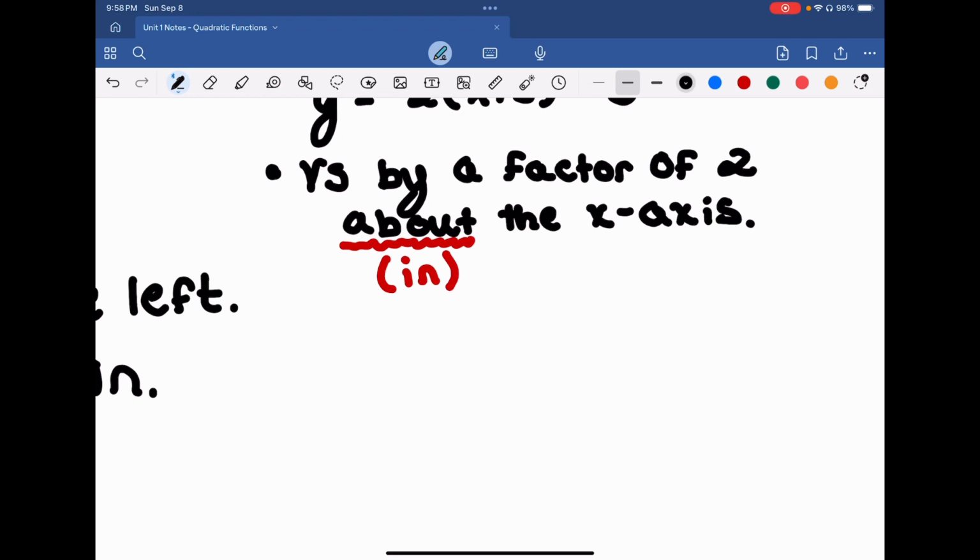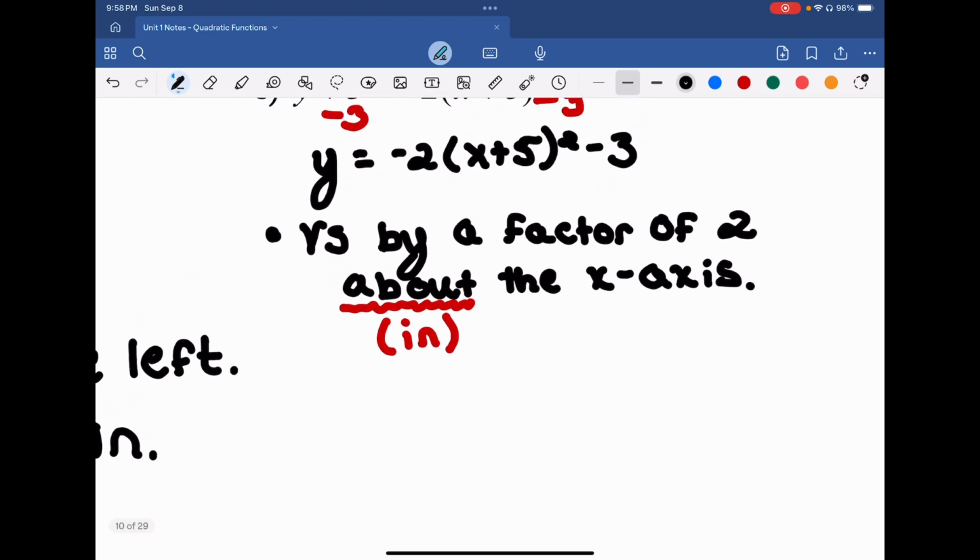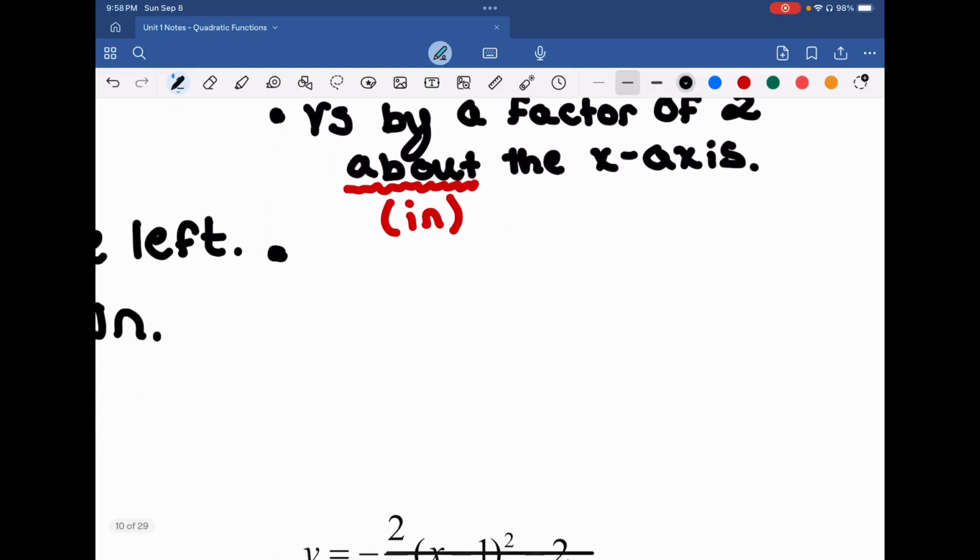Now, in terms of our vertical reflection, there is one, and it's because there's a negative. So now the graph opens downwards. I'm going to put that there is a VR, or vertical reflection, about the x-axis.